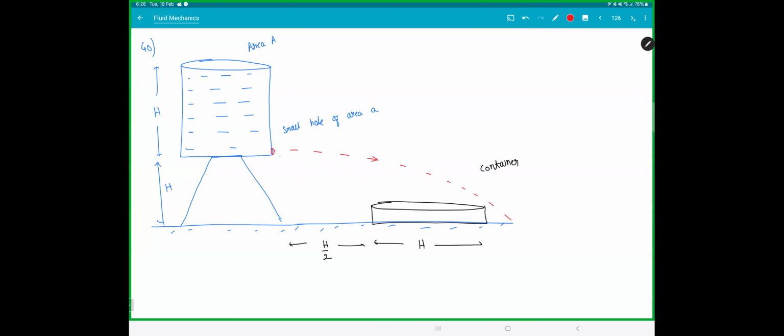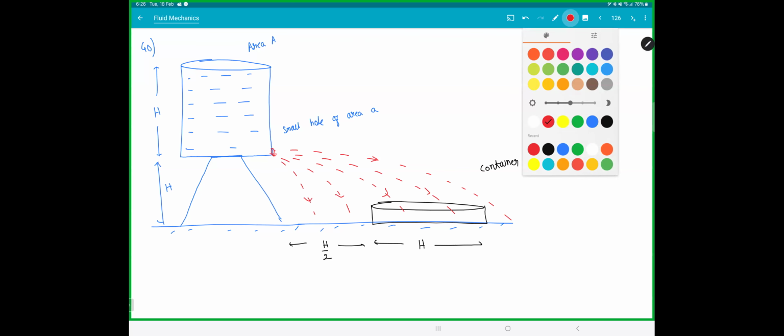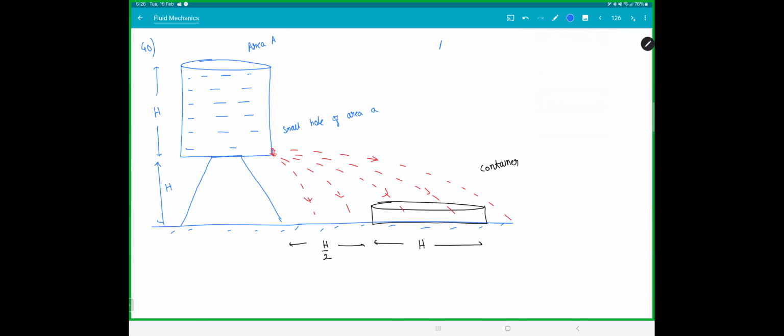First, it will overshoot. Then it falls into the container. Then it stops falling into the container. This is how the scenario is going. As the height of the liquid level decreases, the range decreases. So the first question, how much volume of liquid is collected in the bucket or container?